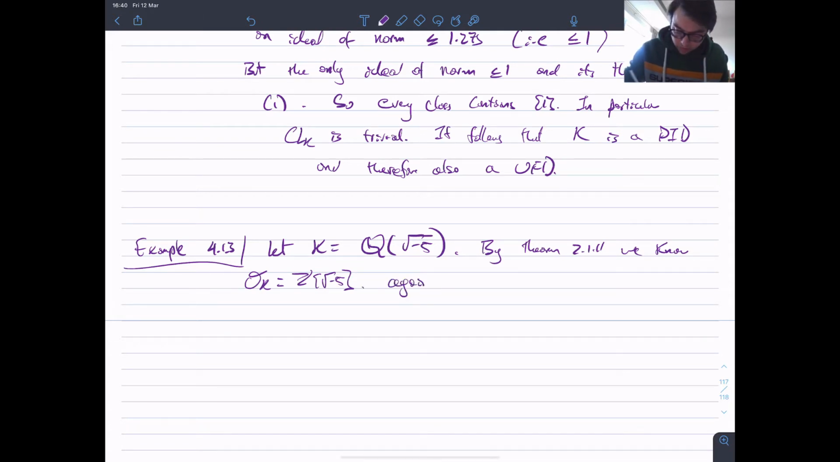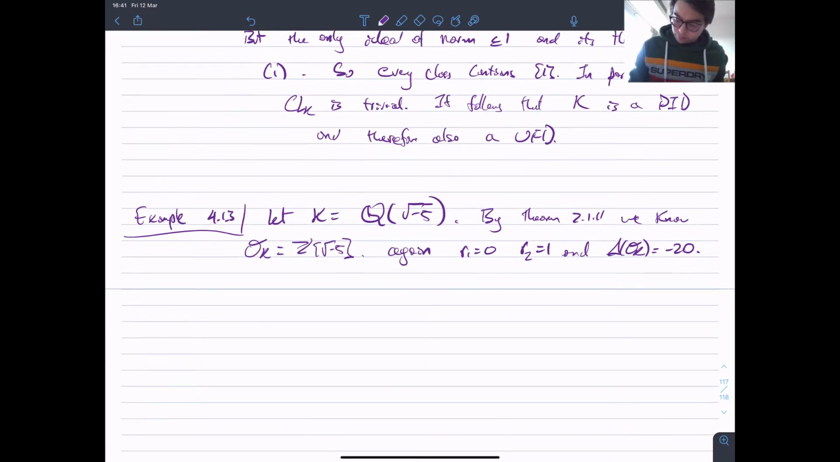Again, we've got to figure out the r1 and r2 because we want to figure out the Minkowski bound. r1 is 0, r2 is 1. The number of real embeddings is 0. This is an imaginary quadratic field. The number of pairs of complex conjugate embeddings is 1. And the discriminant of this field, you'll work out, in this case is minus 20. There was an exercise in the notes which you should do, which was to figure out what the discriminants are for quadratic fields. This is just plugging the numbers into a formula, or you can just work it out by hand.